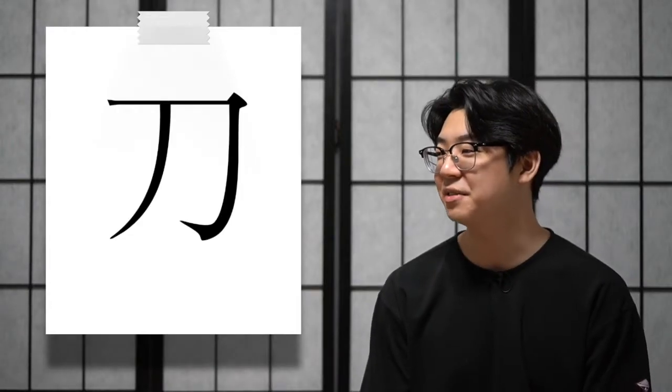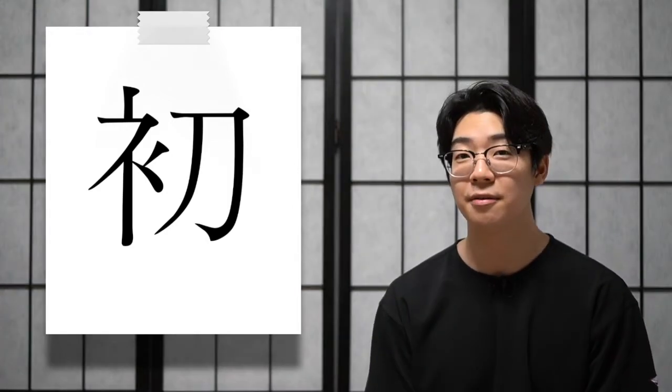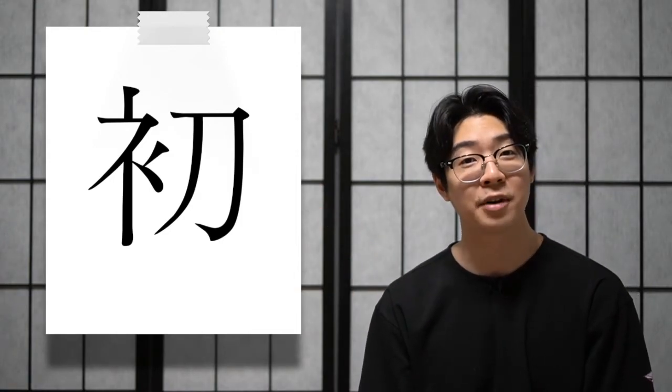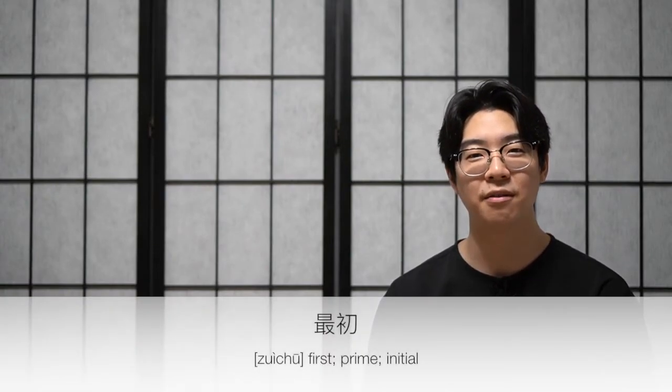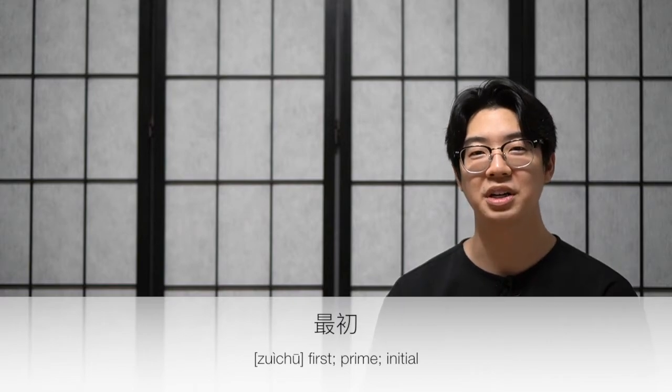Now let's add a different character. The character on the left means clothes. The first thing that's done when making clothes is cutting the fabric with a knife. This character means first, like the first part of something. It is used in this word, 最初, which means first, prime, or initial. On to the next character.